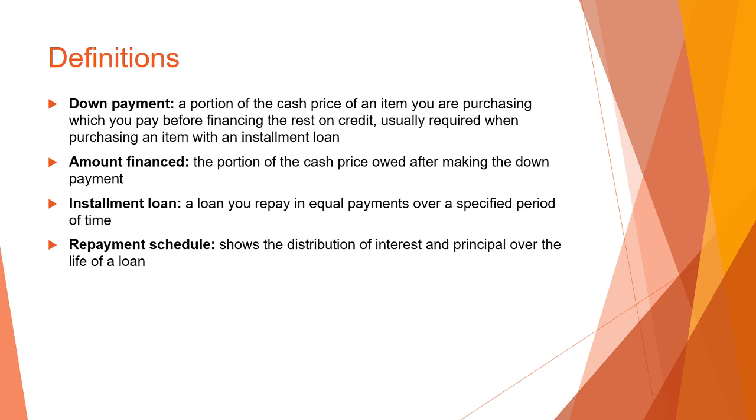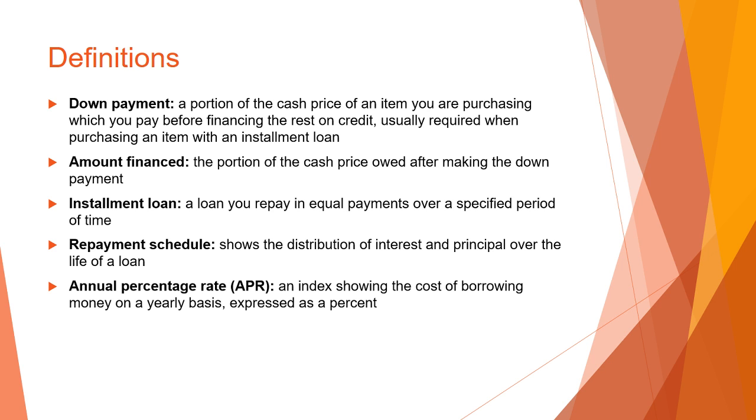Repayment schedule shows the distribution of interest and principal over the life of a loan. It basically is a table and it tells you, okay, your monthly payment is $500, for example. How much of that is going to interest and how much of that $500 goes to how much you actually owe? That is the principal. The APR, or the annual percentage rate, is an index showing the cost of borrowing money on a yearly basis. It is expressed as a percent.